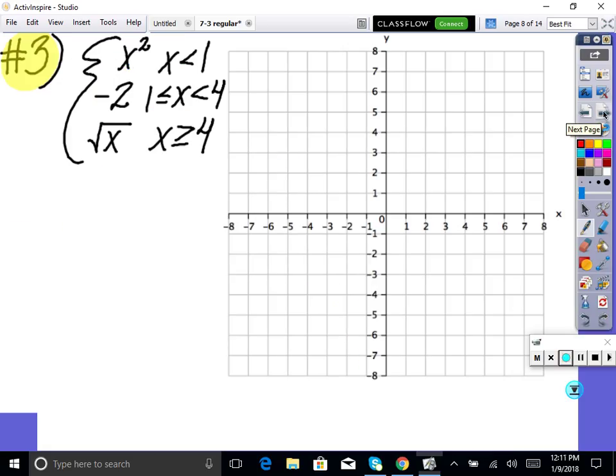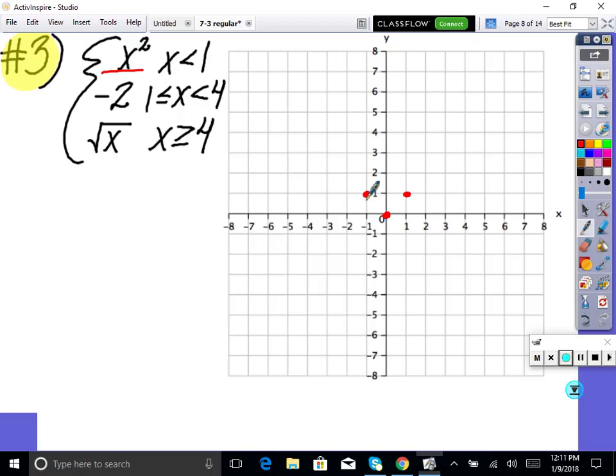Okay, go to number 3. Let's do number 3 together. So there are 3 functions here. The first function we're going to graph is x squared. Let's start plugging in points. There's no shift left and right, no shift up and down. So we're starting at 0, 0. Plug in 1, 1 squared is 1. Plug in negative 1, negative 1 squared is 1.